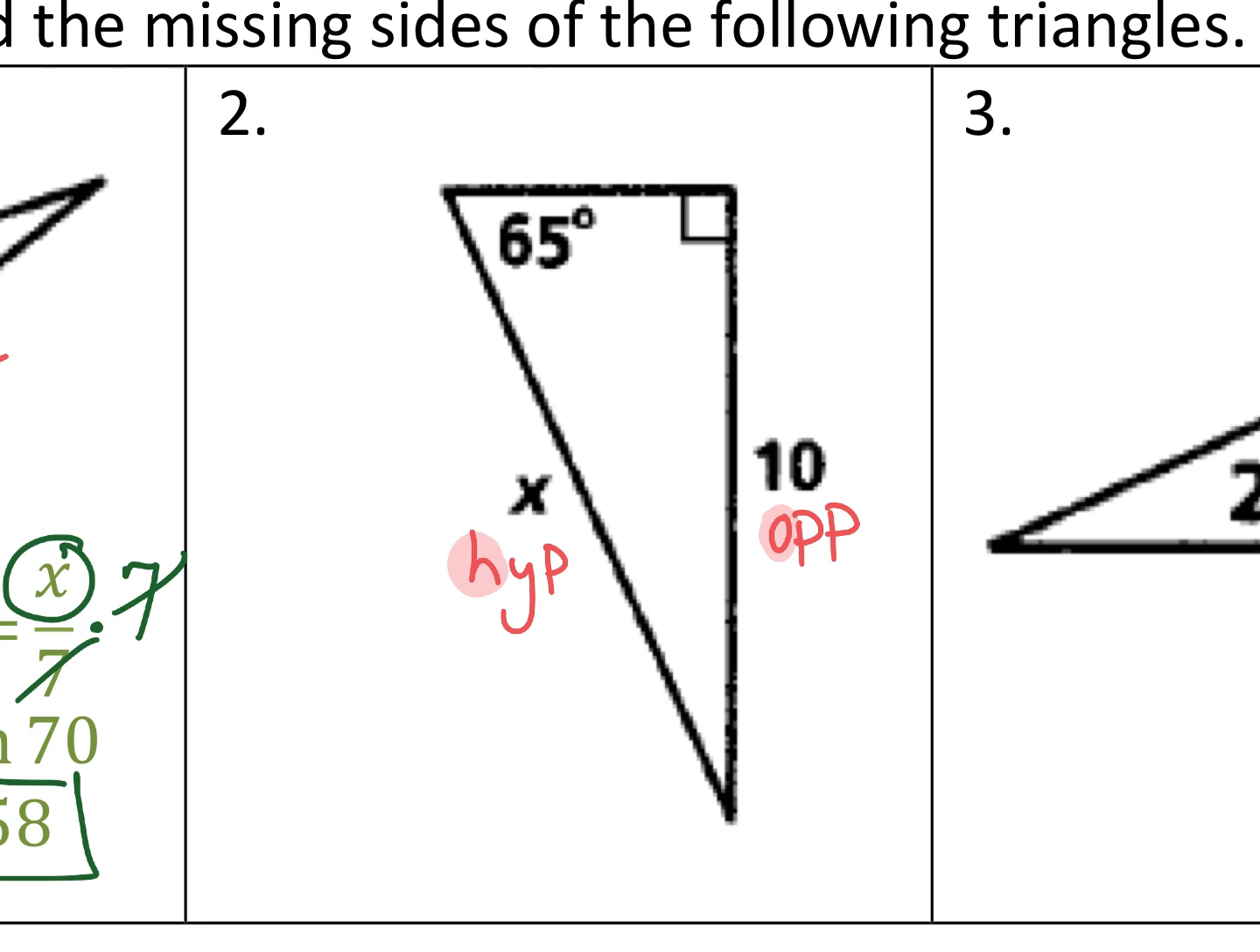So opposite and hypotenuse, that's our sine ratio. So we're going to do the sine of 65 degrees. And this time around, that's equal to the ratio of 10 over x. Where did I put my calculator? Oh, there it is, right in front of my face. Okay, awesome. So yeah, we have the sine of 65 degrees equals 10 over x.